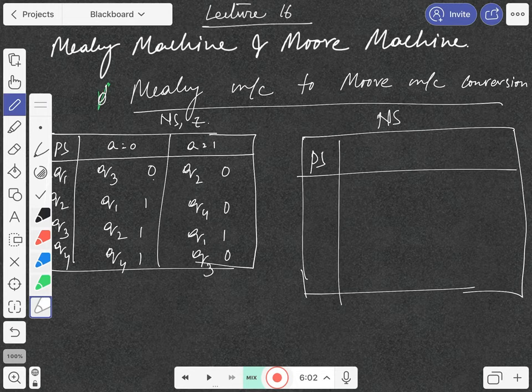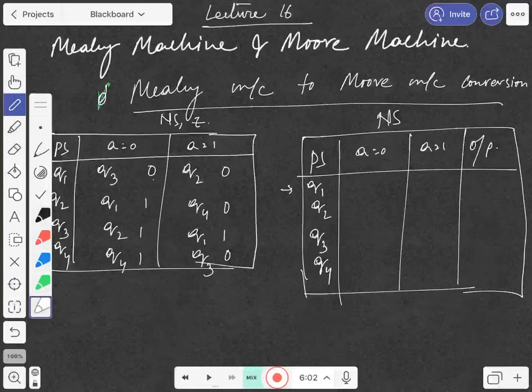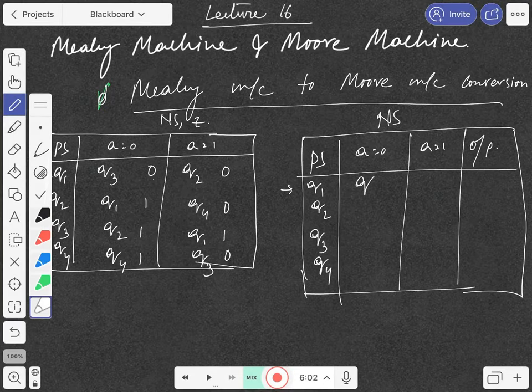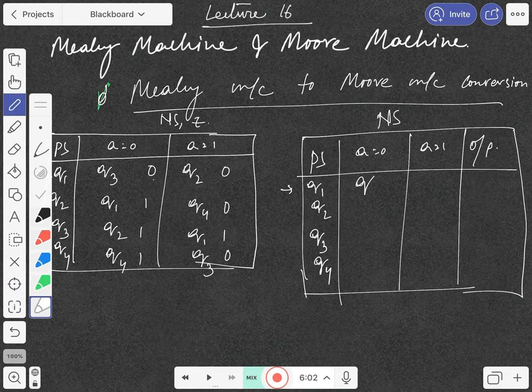Present state, here I have to write next state. A equal to 0, then A equal to 1, and here I have to write the output. Now this one is Q1, Q2, Q3, Q4. Now remove all the output from here in case of Mealy machine, because Mealy machine doesn't contain the output associated with the next state. So just write Q3.